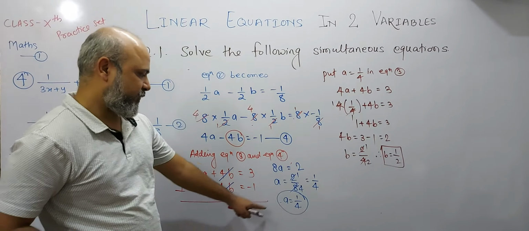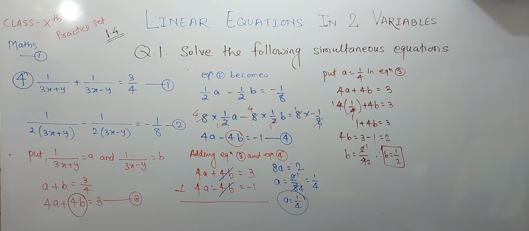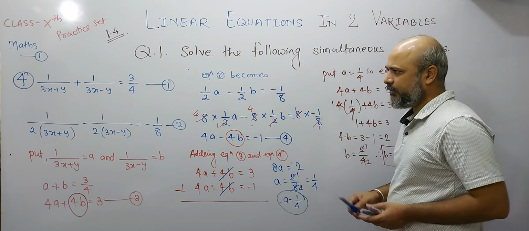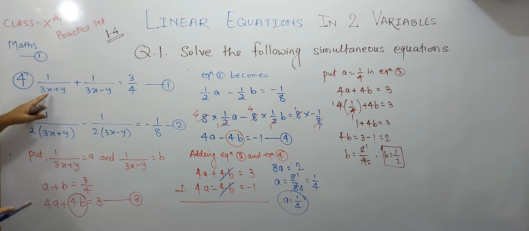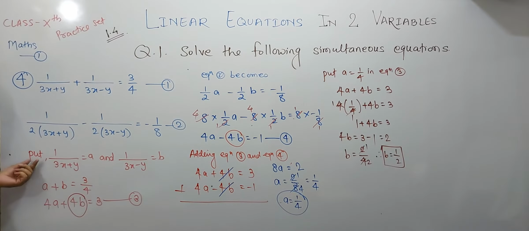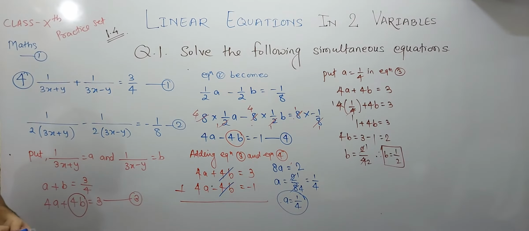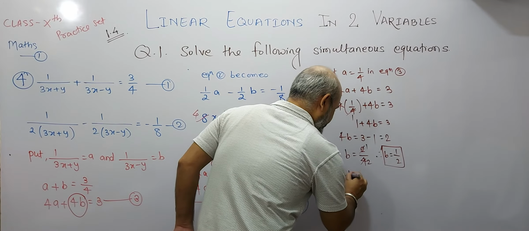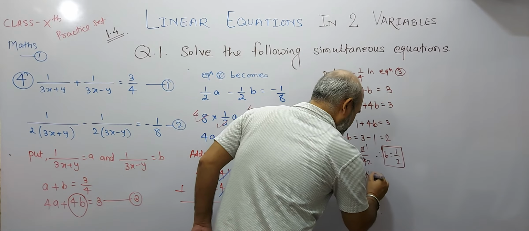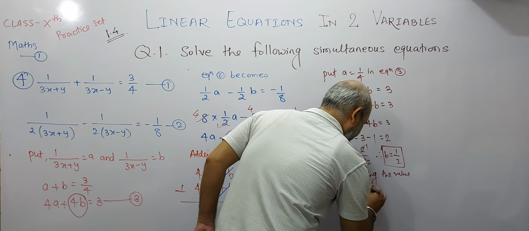So what is a? a is 1 by 4, and what is b? b is 1 by 2. Clear? Now this is not our solution, this is not our answer. We want our answer in the variables x and y. What we have put is 1 upon 3x plus y is equal to a, and 1 upon 3x minus y is equal to b. Now we are going to resubstitute, so I will write here resubstituting the values of a and b.